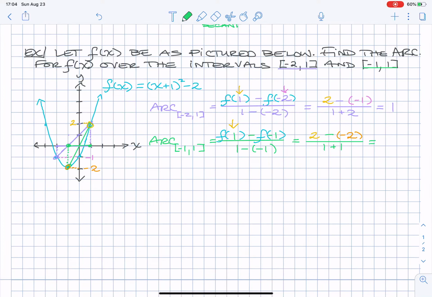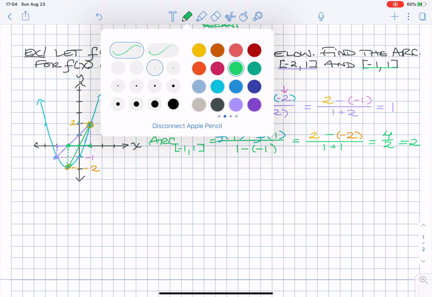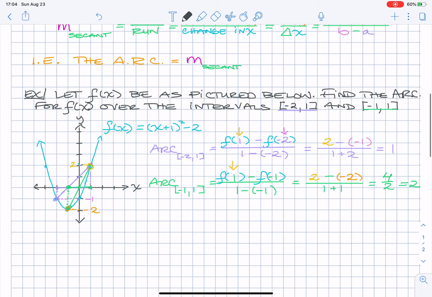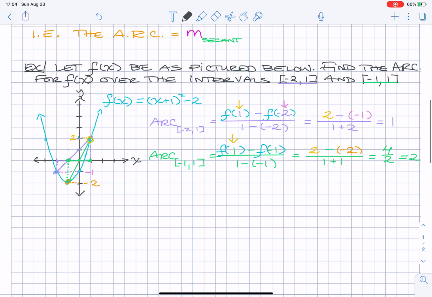So what do we have in the numerator? 2 plus 2 is 4, over 2 is 2 over 1. So is it true that my green secant line, rise 2, run 1, rise 2, run 1? Yes, the slope of the secant line is indeed 2 on the graph between -1 and 1. Okay, so hopefully that's making sense. Now let's do it analytically.